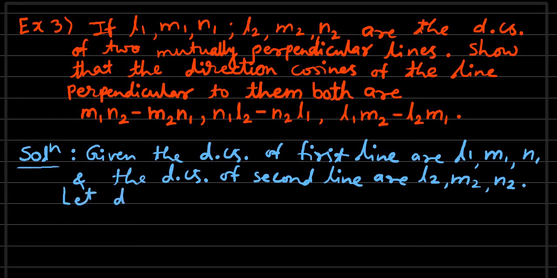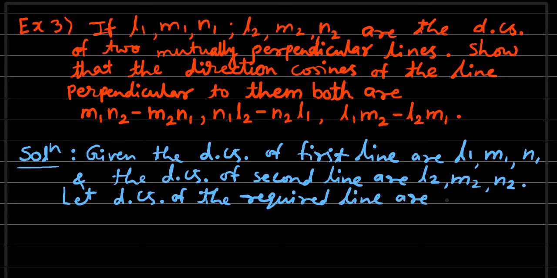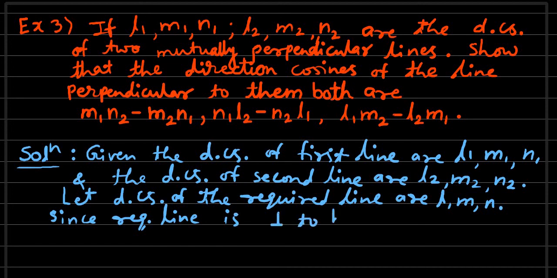Let the direction cosines (DCs) of the required line be L, M, N. Since the required line is perpendicular to both the given lines, we'll use the condition of perpendicularity.